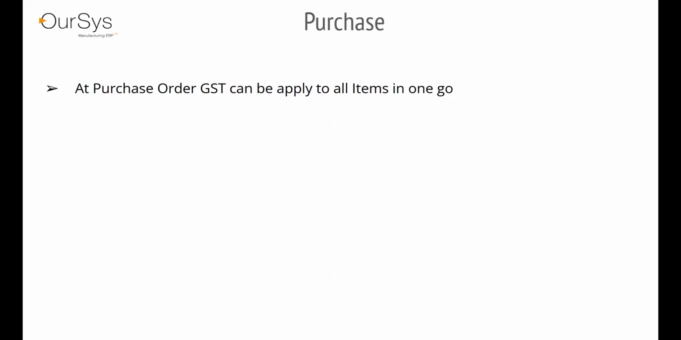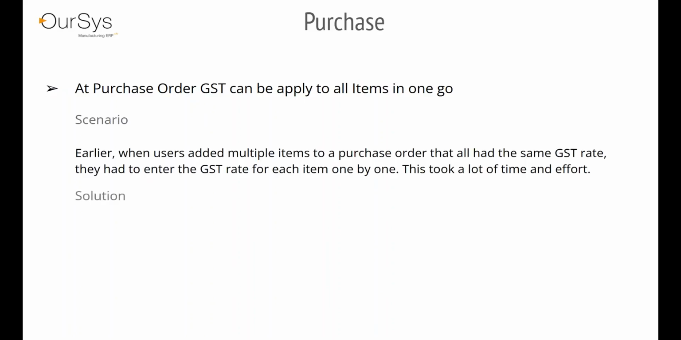All purchase order GST can apply to all items in one go. Before, the user had to manually add the purchase order GST for each line item. It was a very time-consuming task and took a lot of effort if there were multiple items in a purchase order or a sales order. So now we have given a provision to update the GST number of multiple items in one go, making it easier and a time saver for the users.